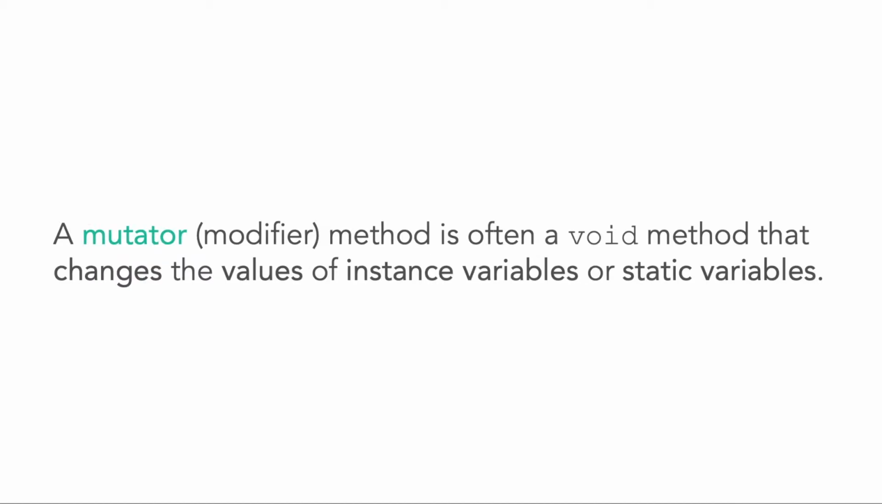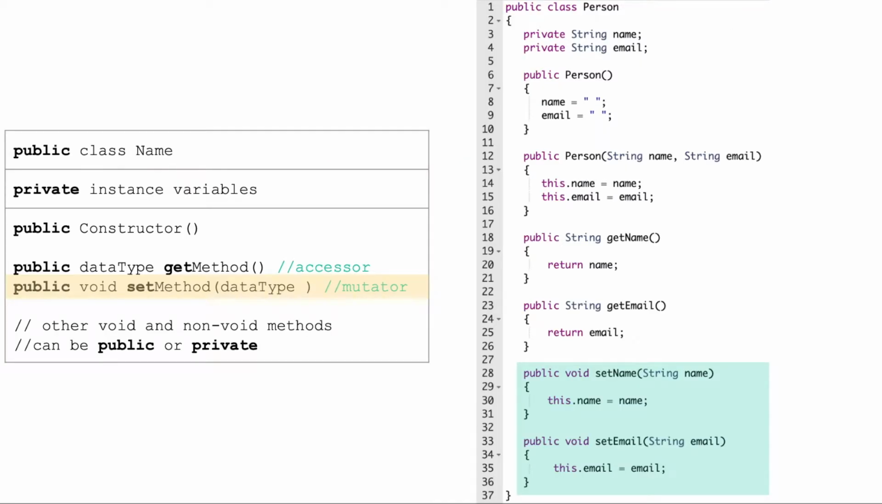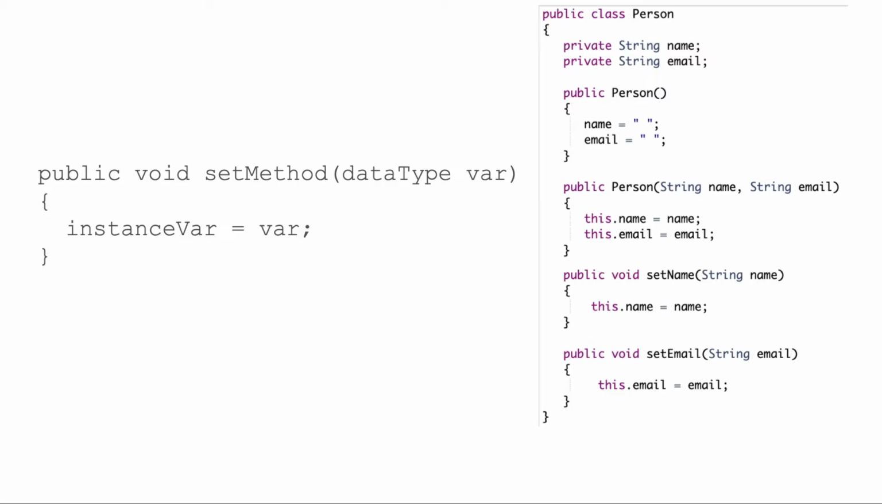A mutator or modifier method is often a void method that changes the values of instance variables or static variables. Mutator methods allow safe changes to private instance variables outside the class. They can be referred to as set methods or setters. Here's the person class example we saw back in topic 5.1. A mutator method is a void method.